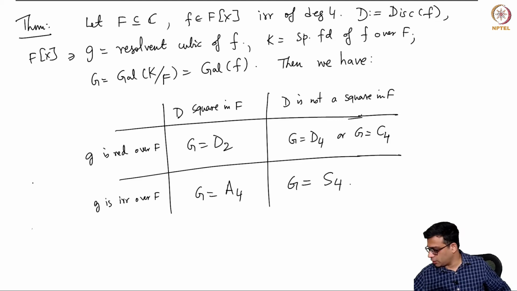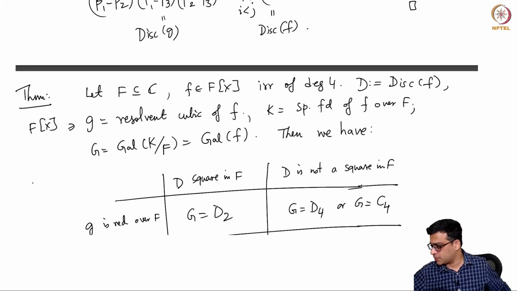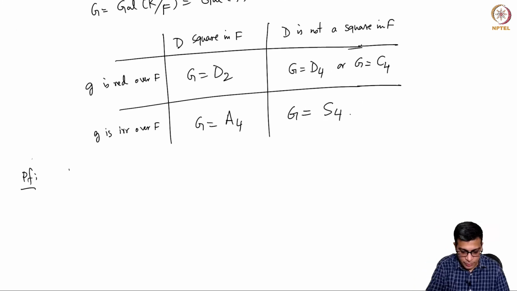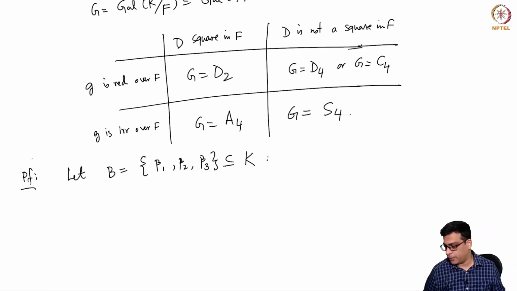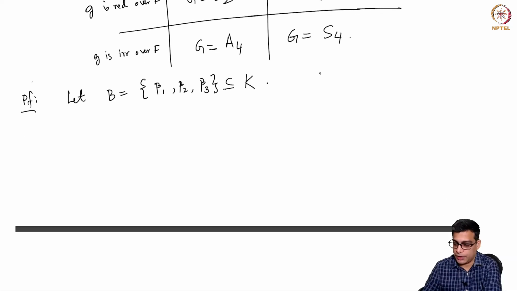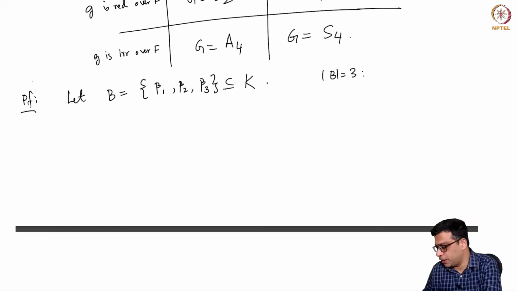So, now let me start the proof. I do not know if I can finish this, but let me just see how much I can do. So, let me give a name to the set of beta i's. Okay. So, this is 3 elements in capital B, 3 distinct elements, that I already observed. So, B has 3 elements.